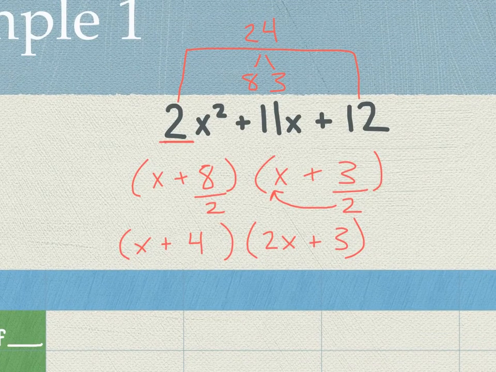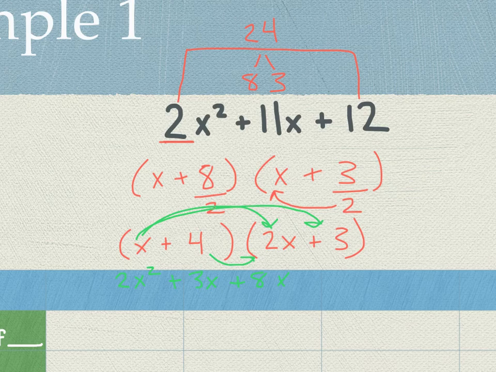If we were going to FOIL this back out, let's do our first terms. So what's x times 2x? 2x squared. And so that's our first. Now we do the outsides. X times 3. What's x times 3? 3x. Then we do the insides. What's 4 times 2x? 8x.